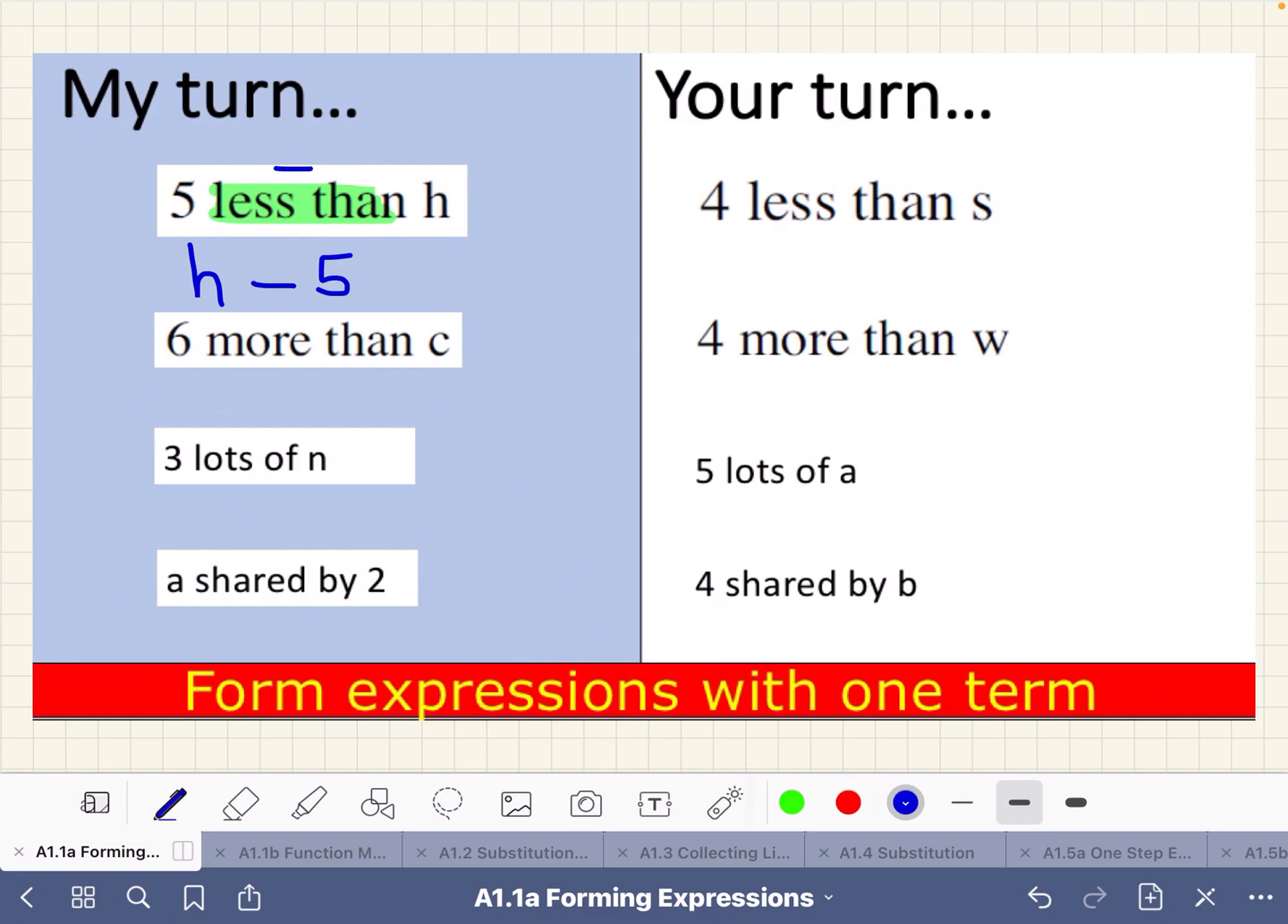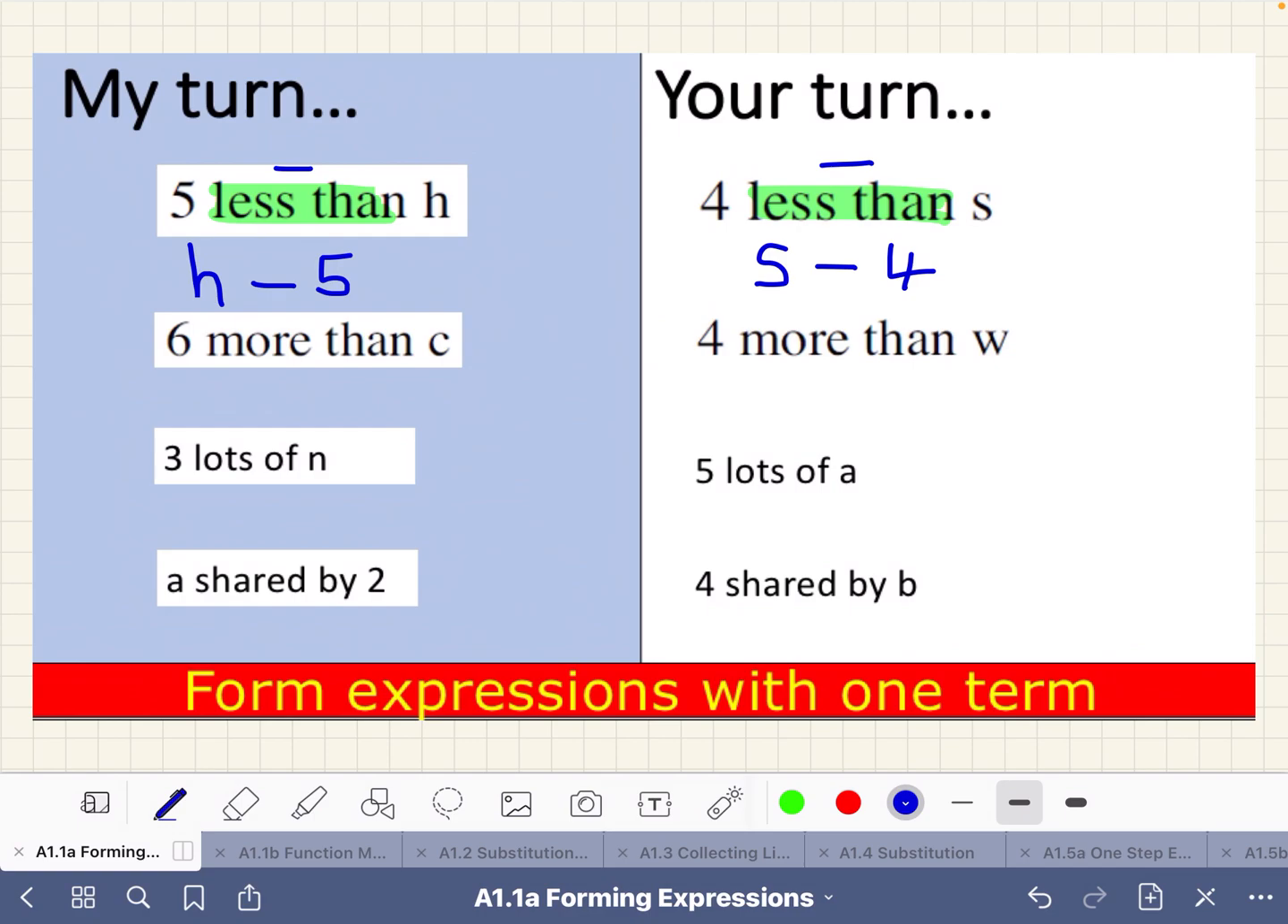I start by writing the letter that's given to me. So I write down S. The word less than suggests I need to subtract. If I start with S and I have 4 less than S, that means I need to subtract 4 from S.